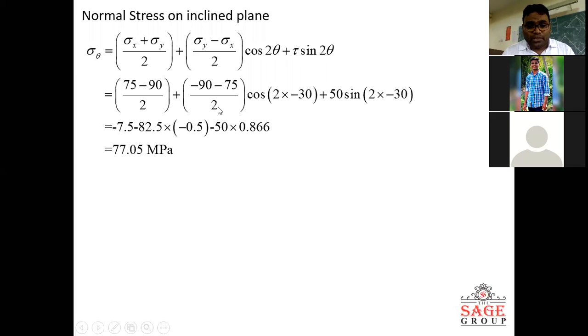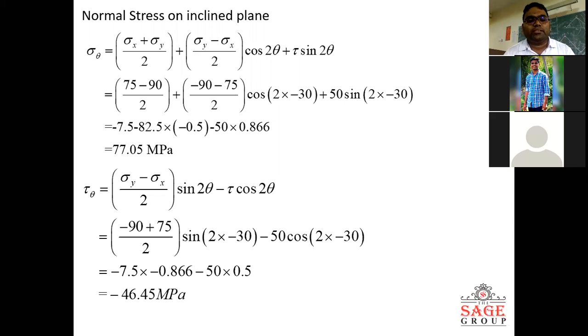After solving this, we get the normal stress on the inclined plane AC as 77.05 megapascal. So this is simple. Now we are going to find the shear stress on inclined plane AC. The simple formula for the shear stress is sigma y minus sigma x by 2 sin 2 theta minus tau cos 2 theta.